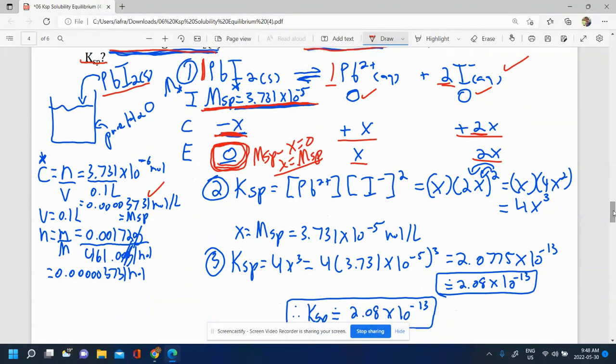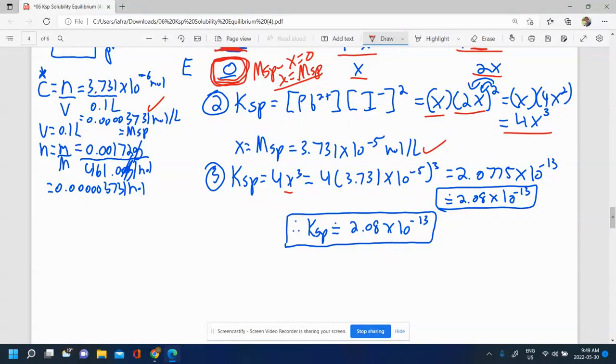And so essentially what we did is once we found all this and set up our ice table, we made a KSP expression based on the equilibrium expression over here. And we replaced all the values by the x's, and we simplified to get the KSP is 4x cubed. We have our x value, which is our MSP. And we just plugged the MSP, the x value, into the KSP expression, and then we solved to get the KSP, which is over here. So the KSP at this particular temperature, under these conditions, is 2.08 times 10 to the power of negative 13, to 2 or 3 significant figures.